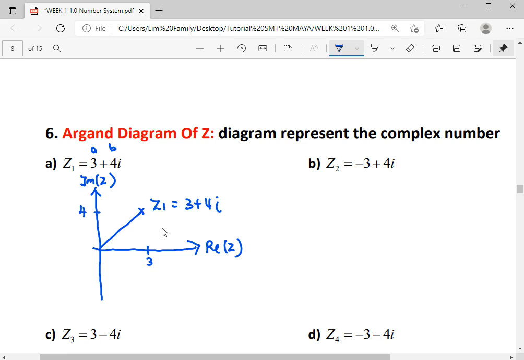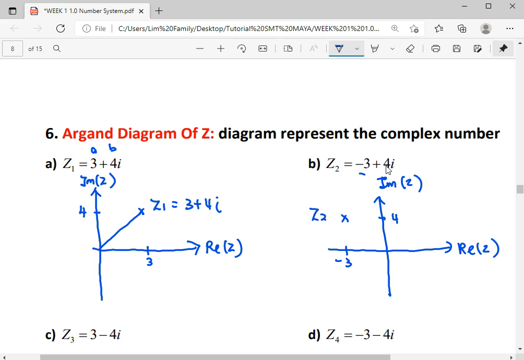For question B, what if our real part is negative? Of course, negative means the position here will go to the left hand side, negative 3. This is the real part. Make sure you label your x-axis and y-axis. The x-axis label is real part. The y-axis label is imaginary part. The imaginary part is 4. So this complex number 2 is located in quadrant 2 in our Argand diagram.